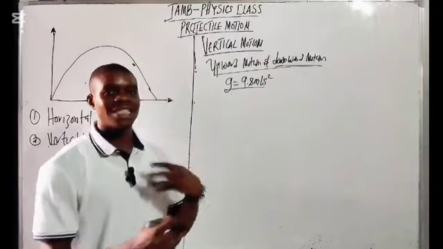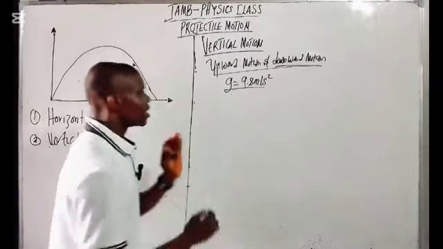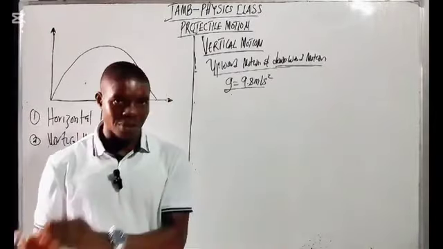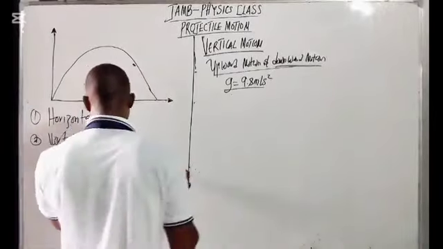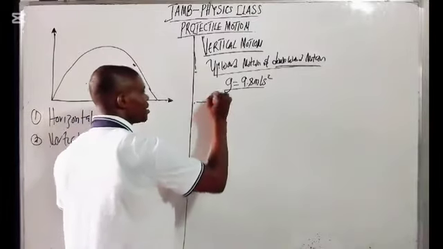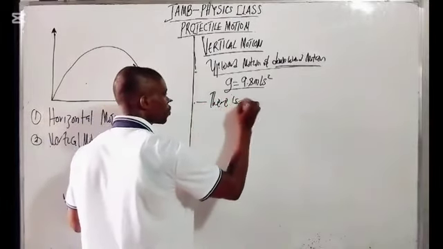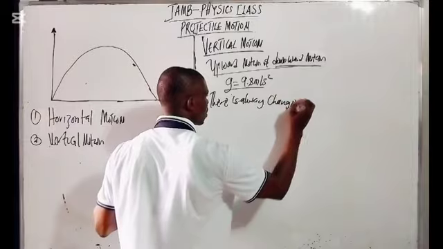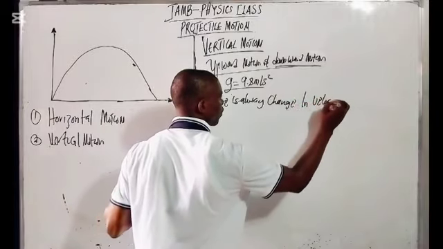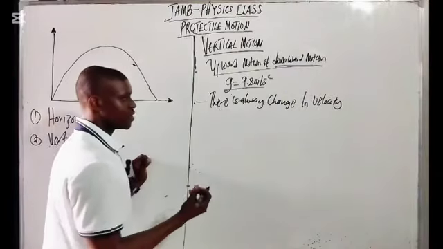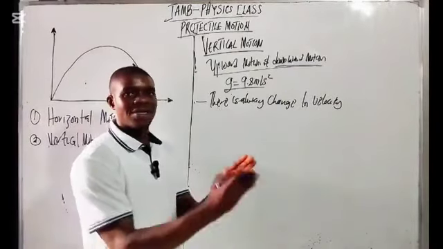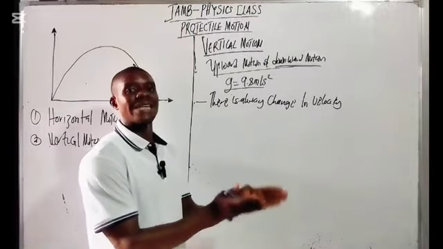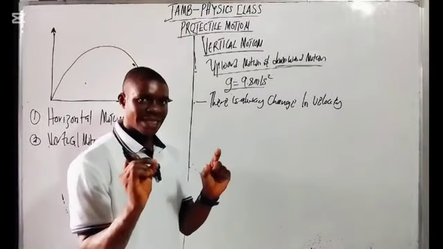So there's always a change in velocity. You understand here, there's always a change in velocity. That is, the final velocity is not equal to the initial velocity. Hope you understand. There is always a change in velocity, which means at each point the velocity tends to change. The final velocity is not equal to the initial velocity. Get this thing clear.